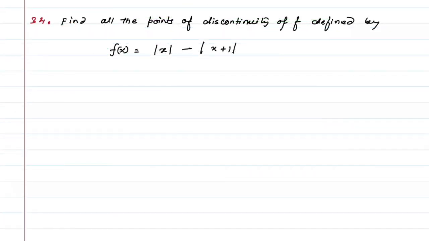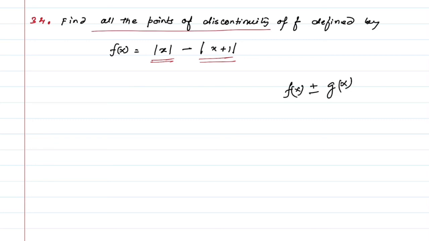So here you see 34. Find all the points of discontinuity. We know modulus functions are always continuous. So this is one modulus function, this is another modulus function. So both of these must be continuous, and we know if two functions f of x, g of x are continuous, then their sum or difference is also continuous. So let me solve this one.